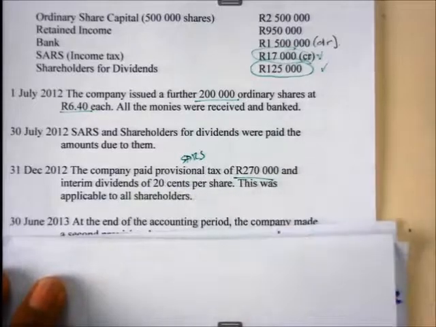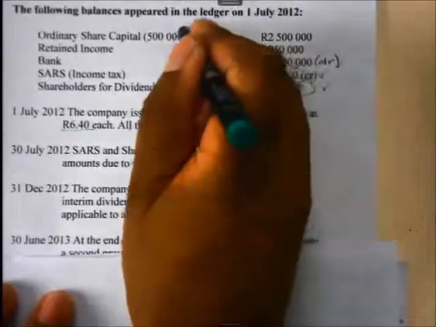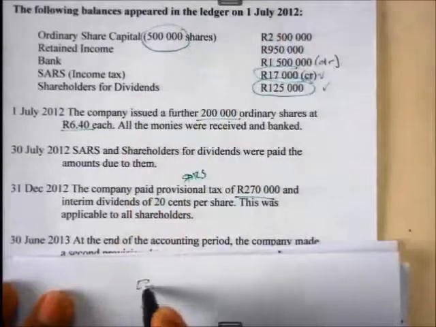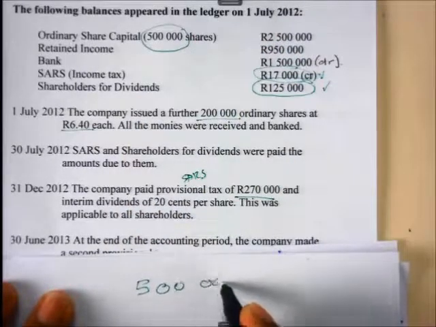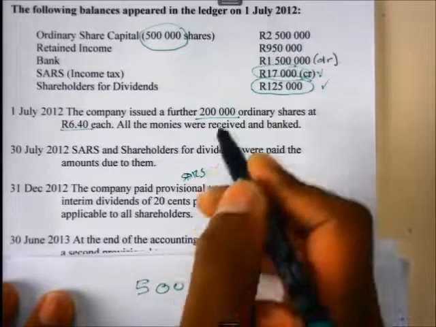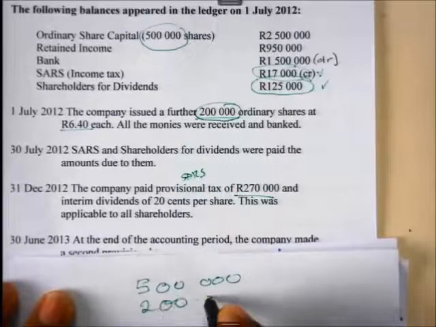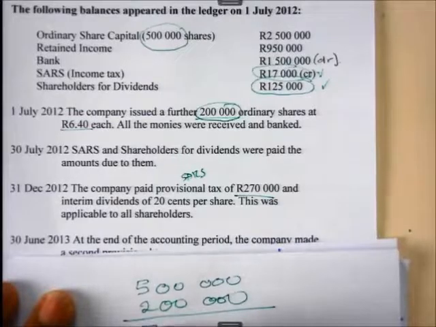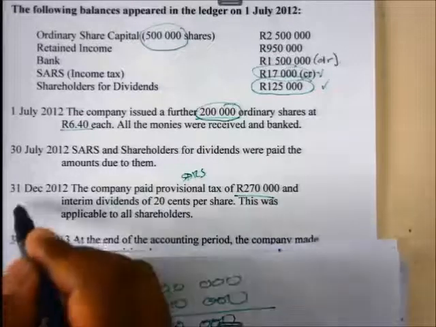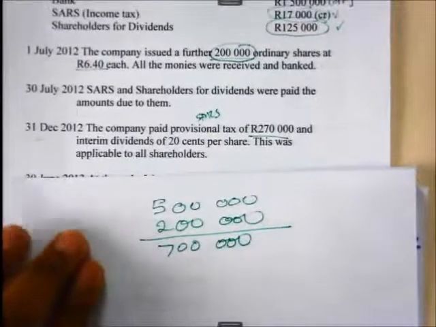Now, in order to get the total amount for those dividends, what do you need to do? You need to establish how many shares were in issue at that time. We know that at the beginning of the year, there were 500,000 shares in issue. In addition to those, 200,000 shares were issued on 1 July, which means all in all, there are how many shares? 700,000 shares in issue on 31 December.